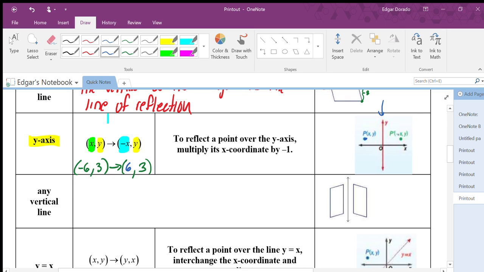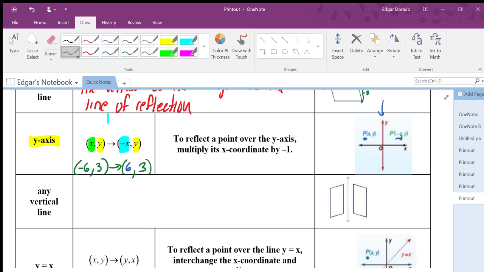It's kind of reflecting over to this side. So the only thing that's really going to change is my x's, not my y's. It's still the same height. It's just on the right-hand side now, so it's going to turn into a positive. Okay. All right. Now, same type of concept here, guys.